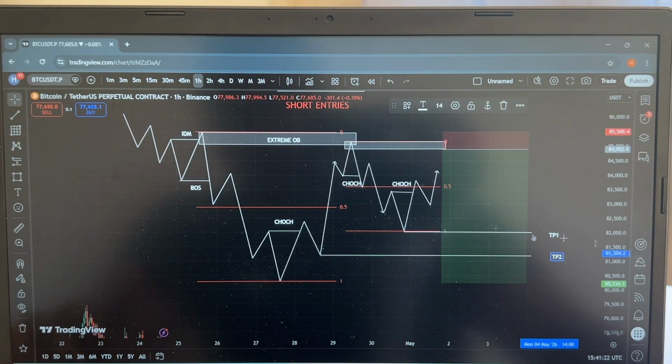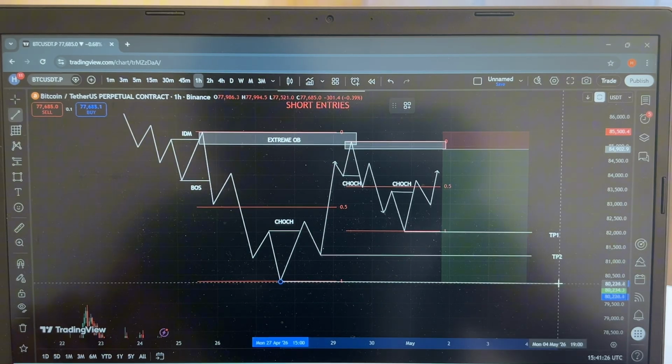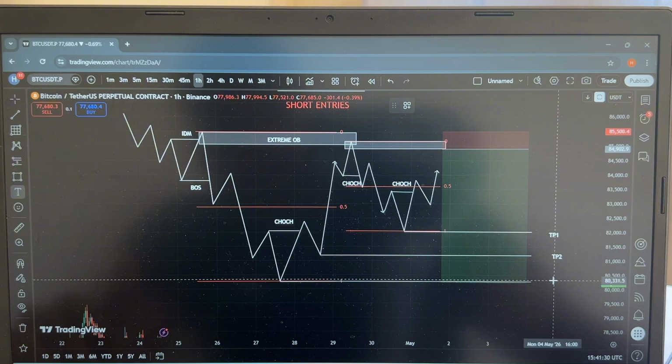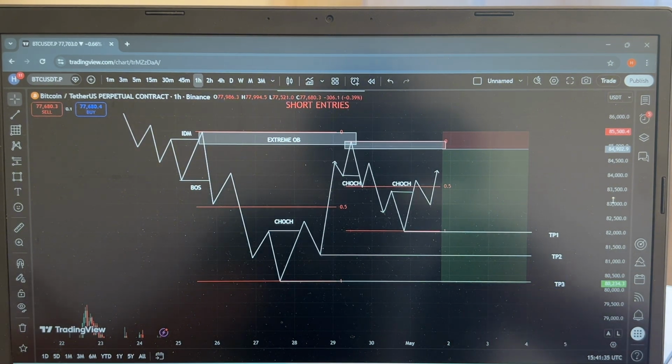So this is TP2, and this is the last TP. This is TP3, and that's it. So that is our short entries.